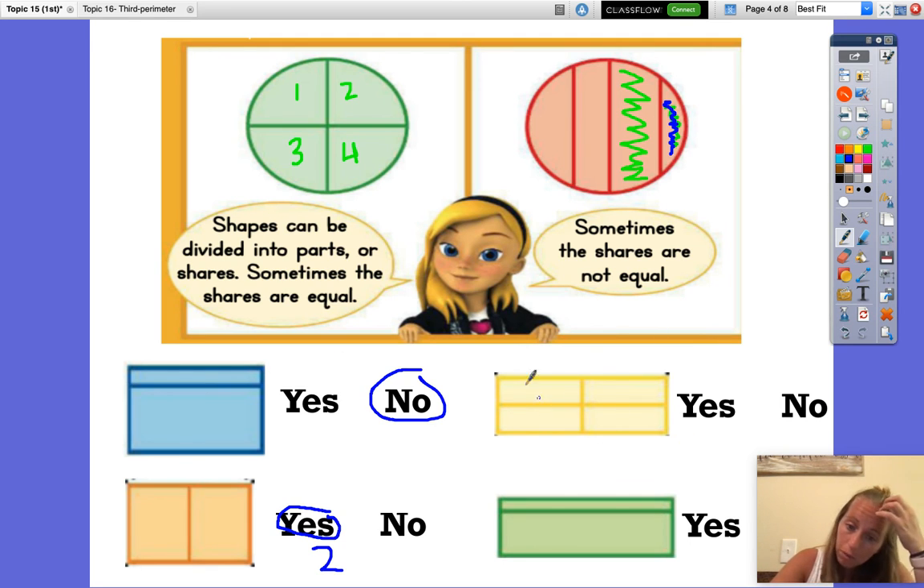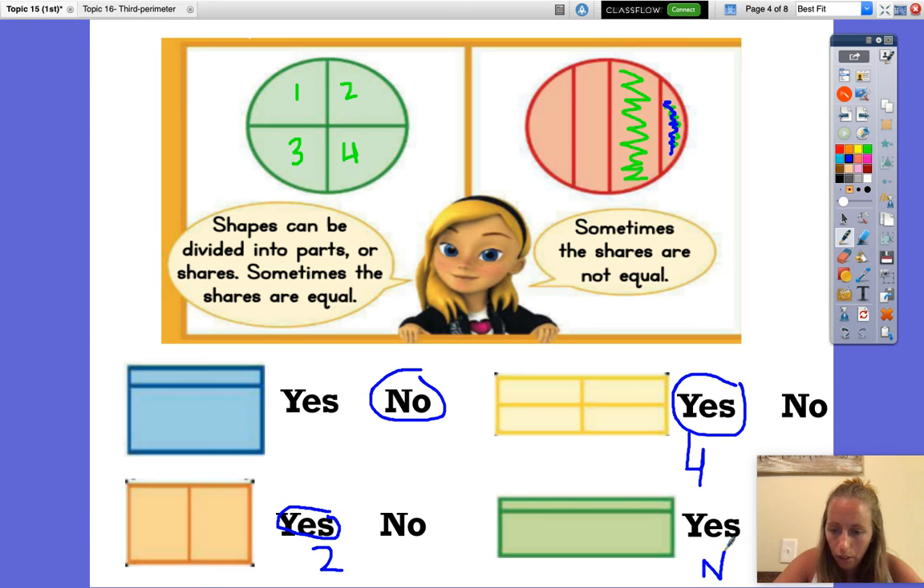How about this yellow shape? This yellow rectangle is broken up into 1, 2, 3, 4 parts, and I think they are all the same size. They do look like they are all the same size, so we're going to circle yes. They are equal shares, and we have 1, 2, 3, 4 equal shares. Now let's take a look at this green rectangle. Are those shares equal? If you said no, you are correct. They are not equal. This part is really, really small, and this part is huge, right? So we would say no, they are not equal.